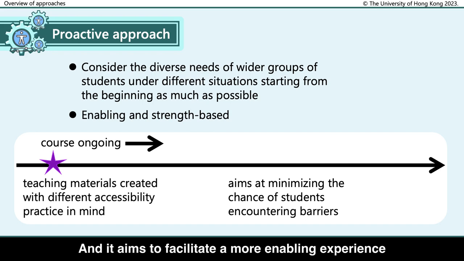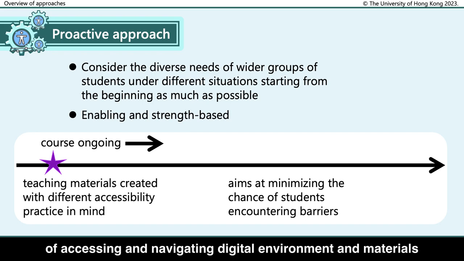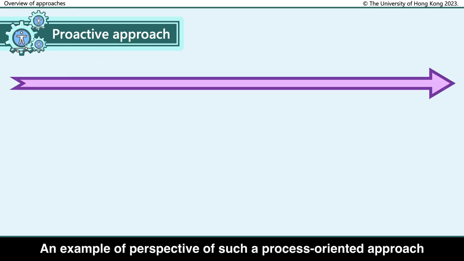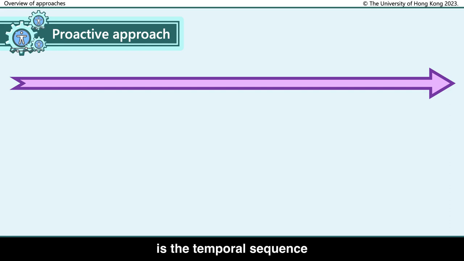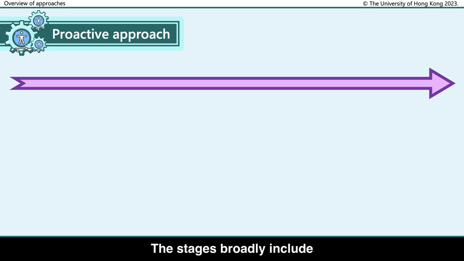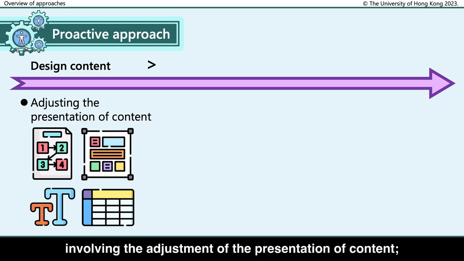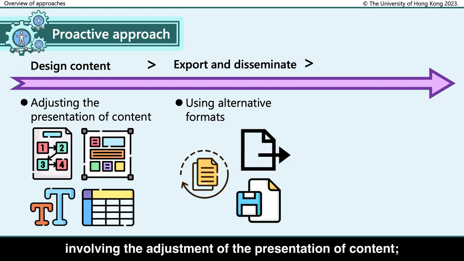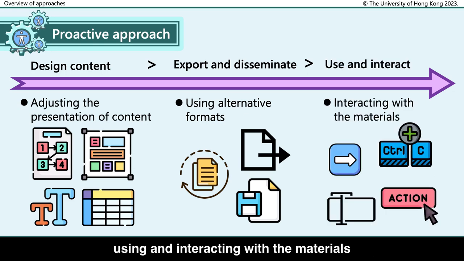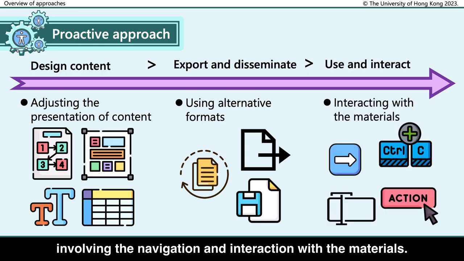And it aims to facilitate a more enabling experience of accessing and navigating digital environment and materials under the presence of different access needs. An example of perspective of such a process-oriented approach is the temporal sequence of creating digital educational materials and course delivery. The stages broadly include designing the content, involving the adjustment of the presentation of content; exporting and dissemination, involving the preparation and use of alternative formats for perceiving content through different senses; using and interacting with the materials, involving the navigation and interaction with the materials.